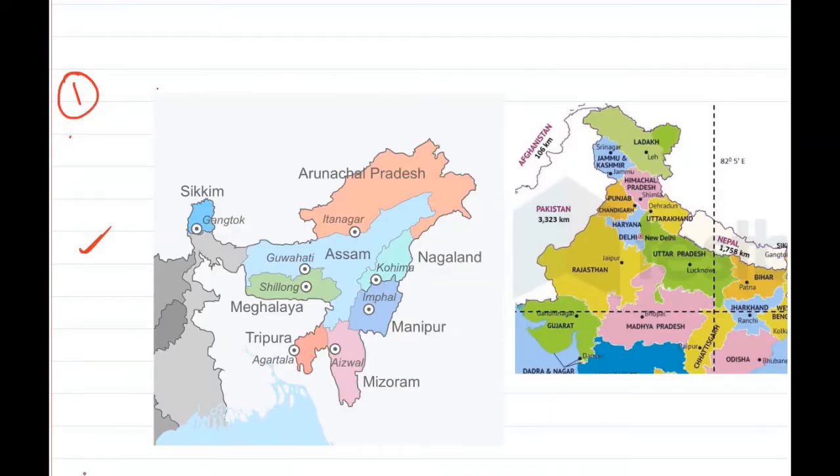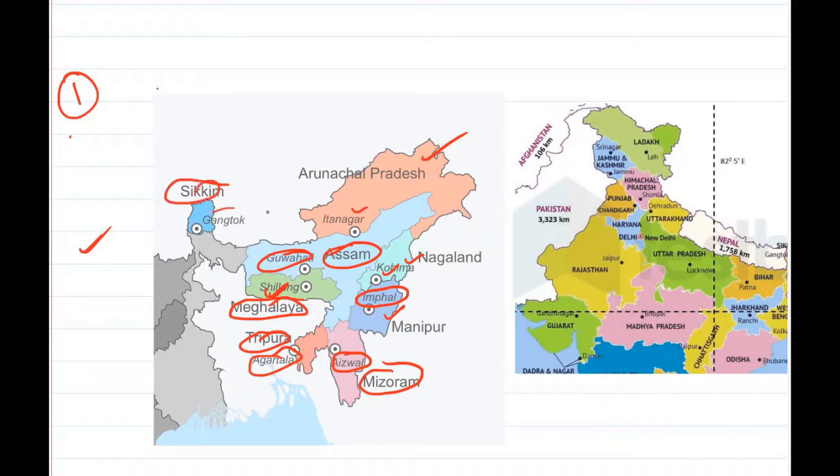So for such questions, we have to have an idea about which state in the northeast lies where. So let's have a look at this once. Which is at the very top? That is Arunachal Pradesh. Remember the capital of Arunachal Pradesh. The capital of Arunachal Pradesh is Itanagar, and the capital of Nagaland is Kohima. The capital of Manipur is Imphal. The capital of Mizoram is Aizawl. The capital of Tripura is Agartala. The capital of Meghalaya is Shillong. The capital of Assam is Guwahati. And the capital of Sikkim is Gangtok.